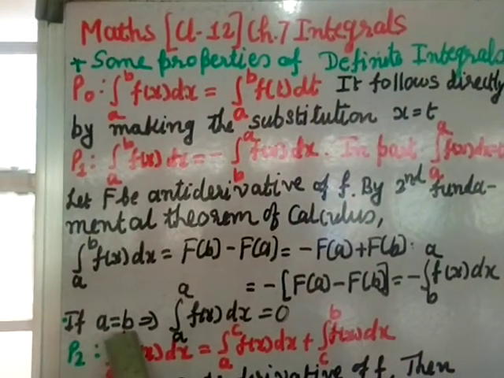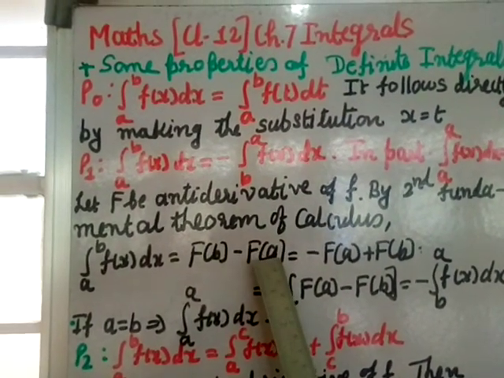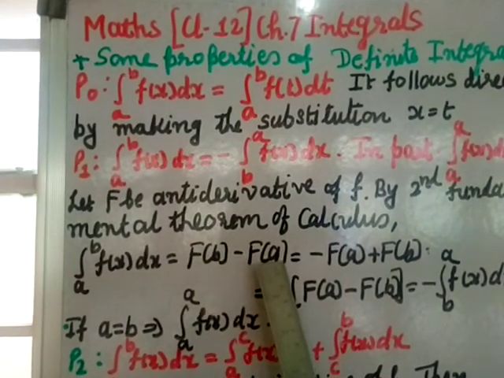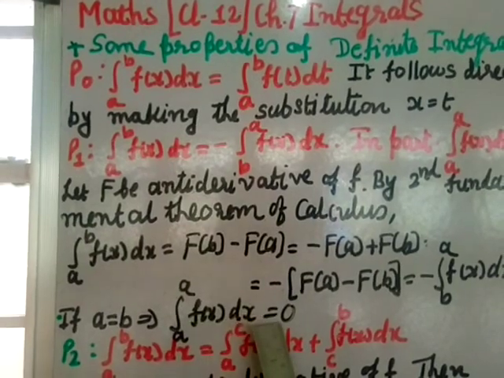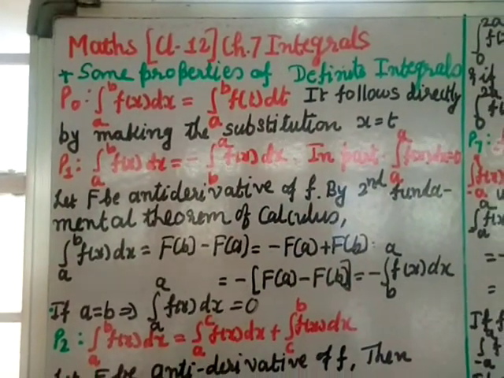Now if you put a equal to b, so if you put b instead of a here, then F(b) minus F(b) gives you 0. So integral a to a f(x) dx equal to 0. That is a particular case.